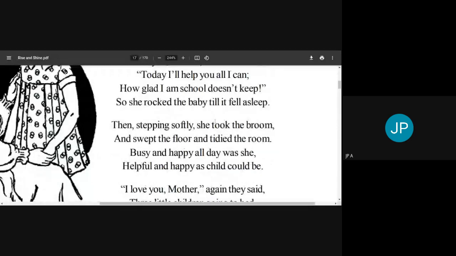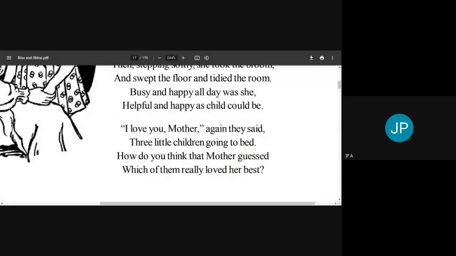And the last stanza says, all the three children said the same thing. What did they say? They said, I love you, mother. So while the children go to sleep, all the three children tell the mother that they love their mother.